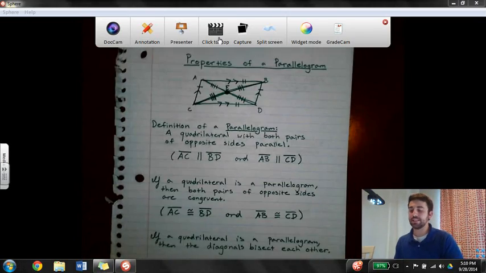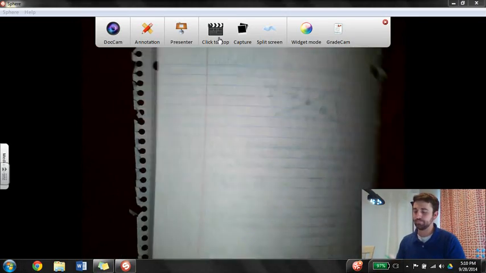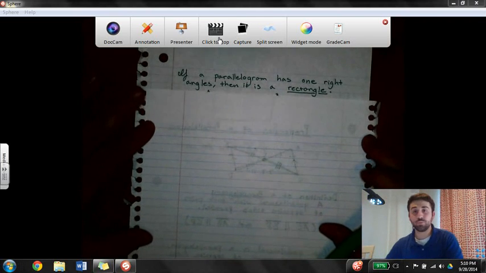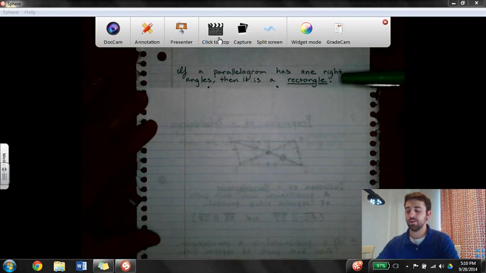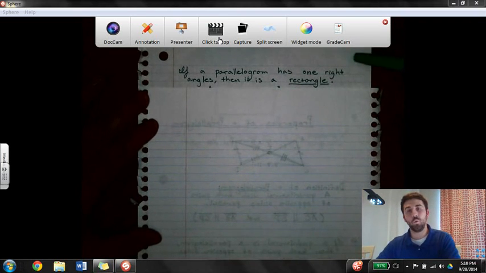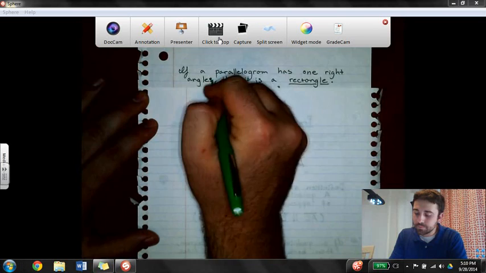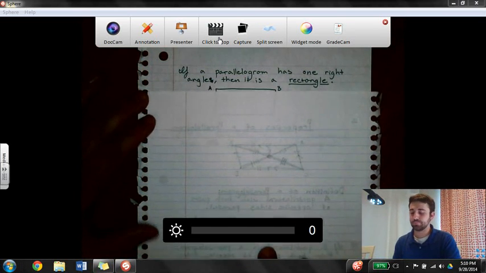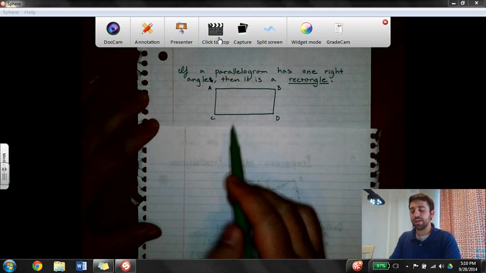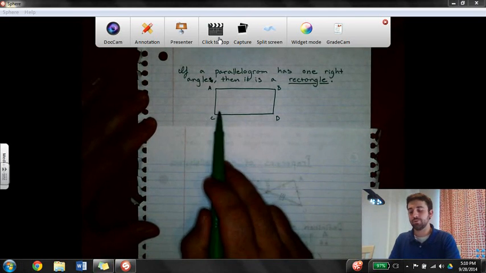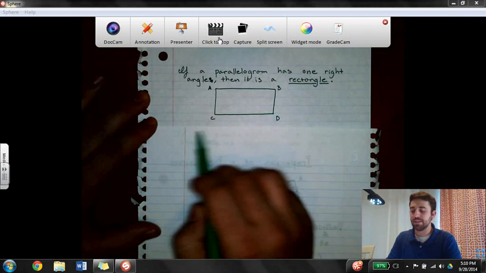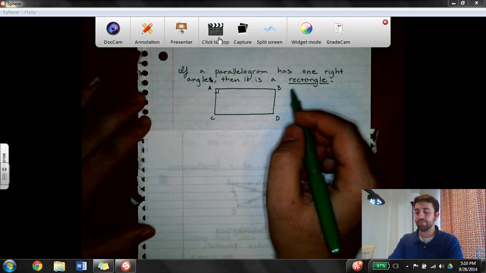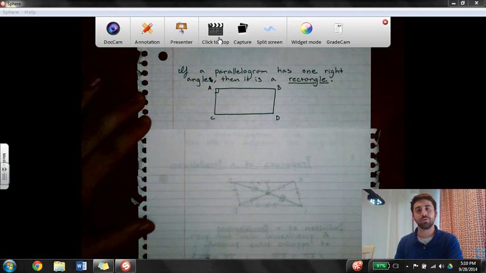Now, a special parallelogram is a rectangle. And if a parallelogram has one right angle, excuse my typo, then it is a rectangle. So looking at the quadrilateral or parallelogram ABDC, if it has one right angle, that makes my entire quadrilateral a rectangle.